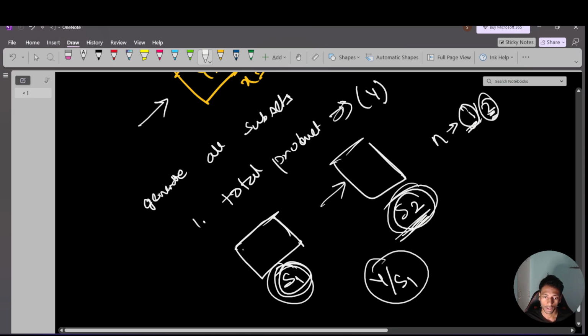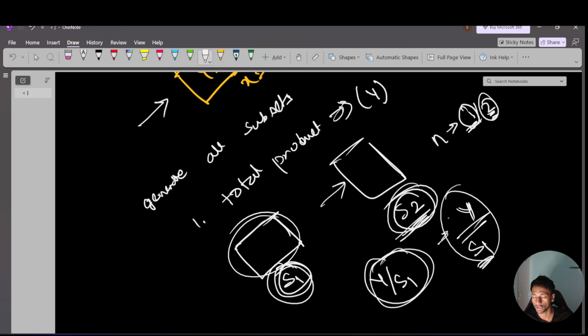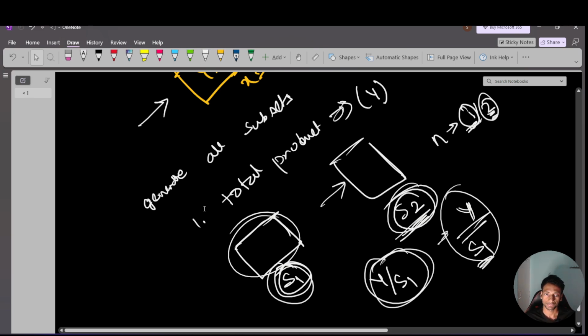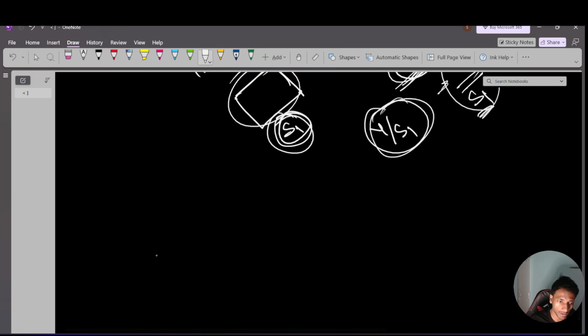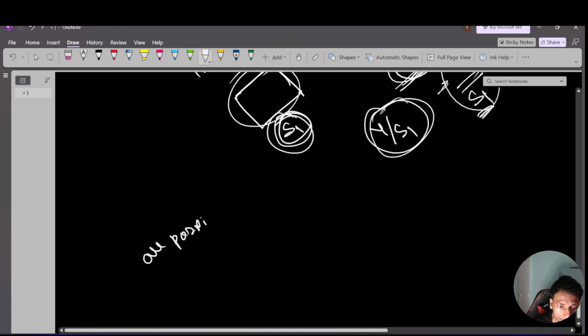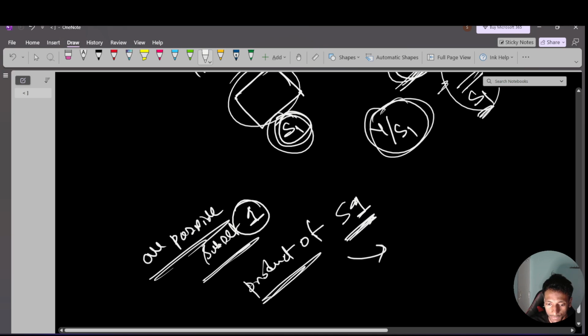So suppose I know the product of subset 1. What is the product of subset 2? I will get it from the total product divided by the product of subset 1, that will be the product of subset 2. Clear? So first of all, find the total product. Now what to do? I will generate all possible subset 1. If I generate all possible subset 1, I will know the product of subset 1. Correct? So I'll check whether the product of subset 1 is equal to target.